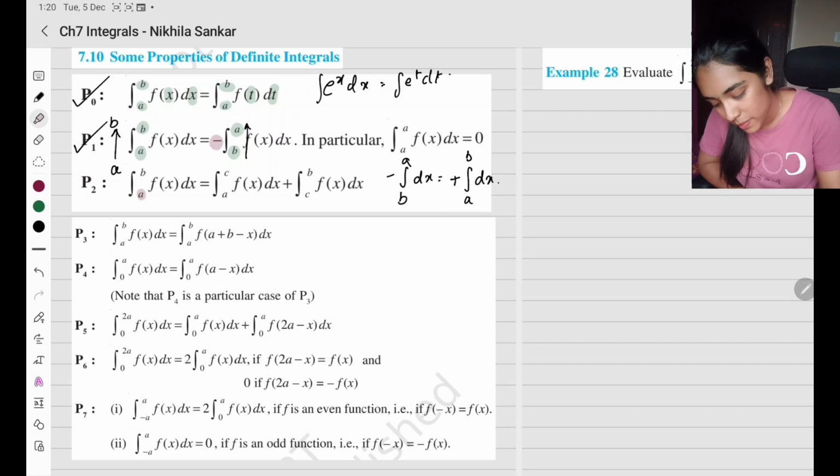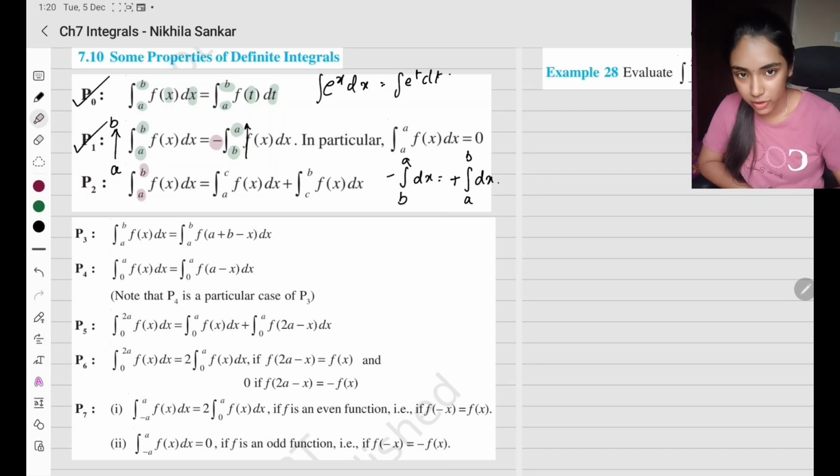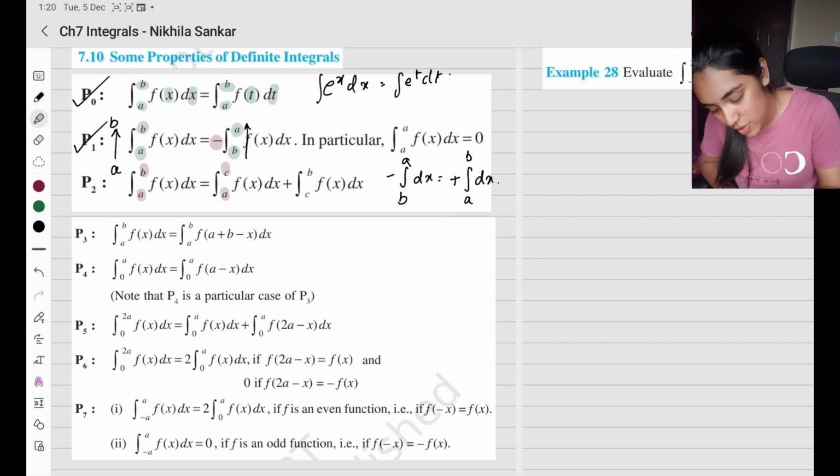Now what is my property 2? When I have limits a to b of some f of x, I can take a point c in the middle. So I have a to c and c to b. How do you understand this? I have some line, and I have a and b.